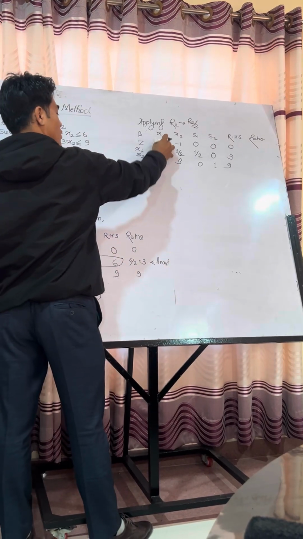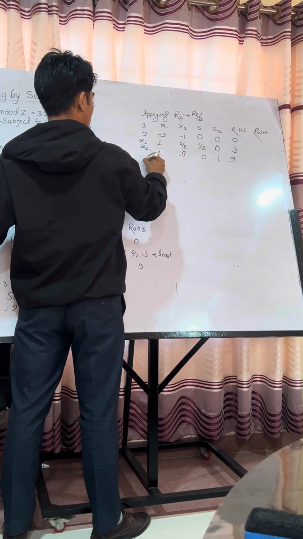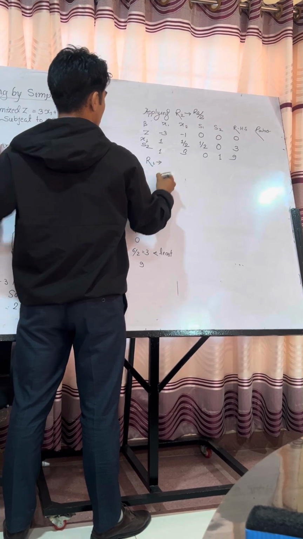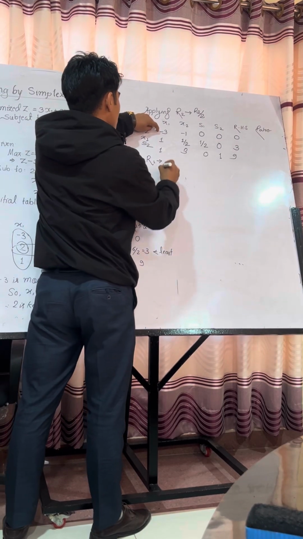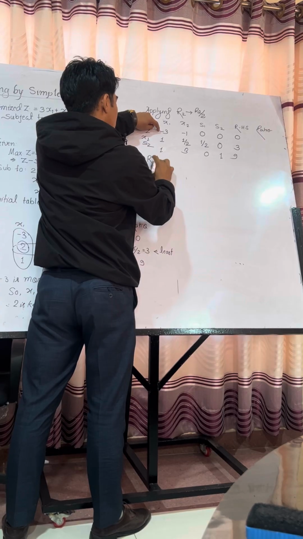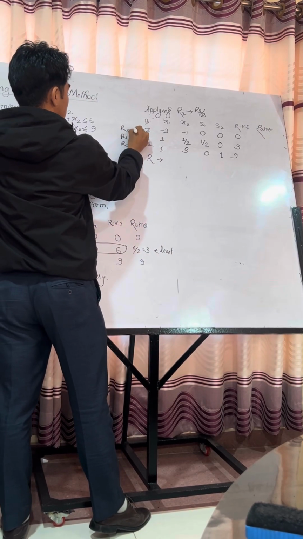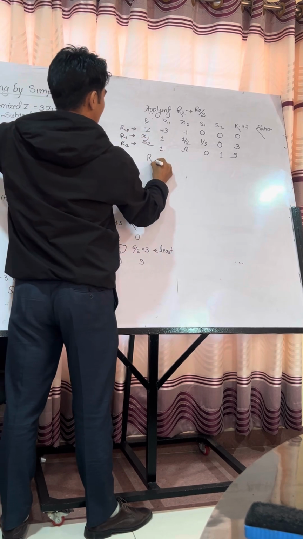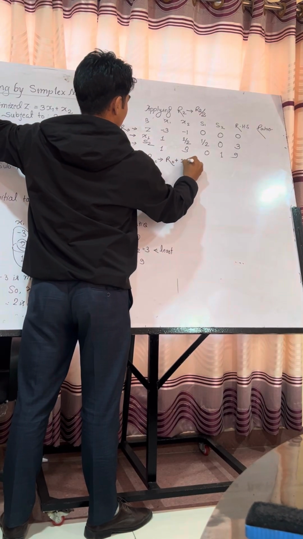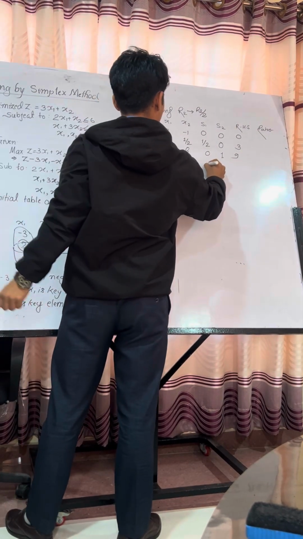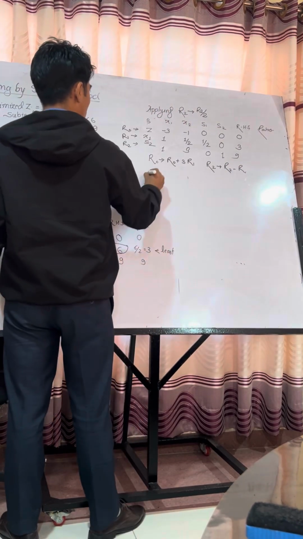Now we will make the first column entries 0 in R0 and R2. To make the minus 3 zero, we take help of R2. This is known as R0, this is R1, and this is R2. Then R0 equals R0 plus 3 times R1. Similarly, R2 equals R2 minus R1. If we apply this, we will get these terms.